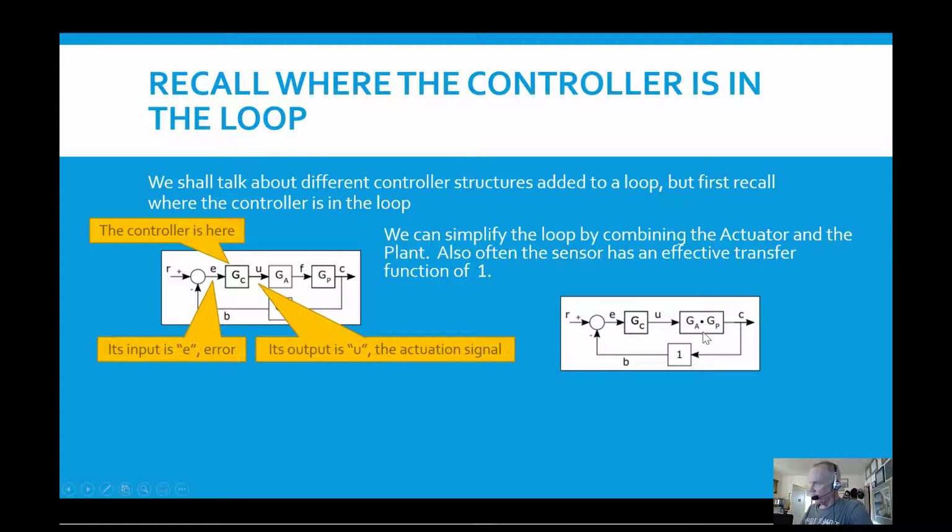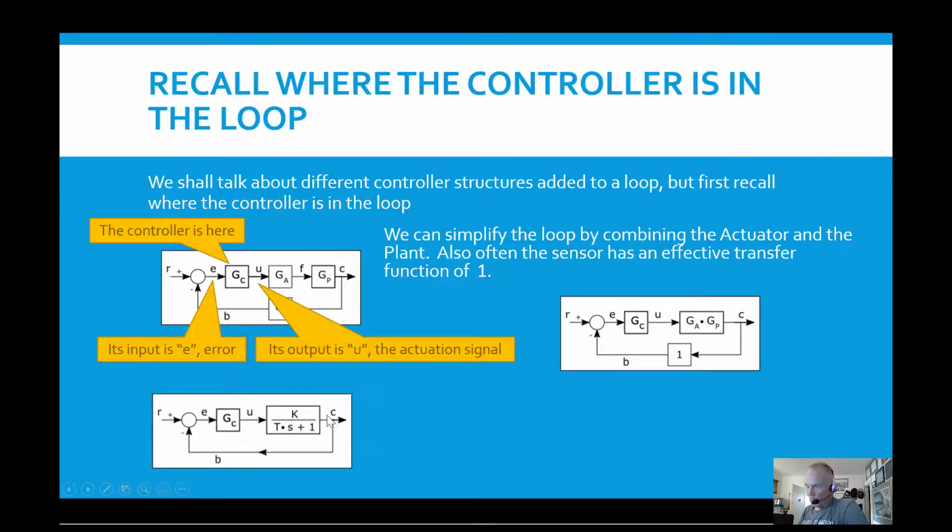Here I've combined the actuator and the plant into one big transfer function. Since they're in series, we simply multiply them by each other. And then the other thing that I've done is I have made what's called a unity feedback system, because the sensor has an effective transfer function of 1. And this is a further simplification.